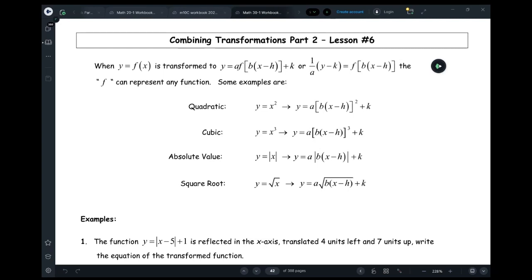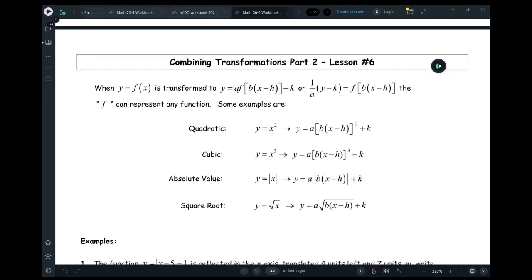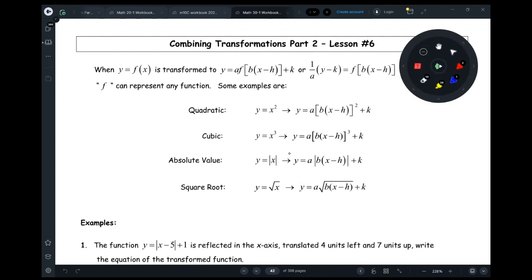All right, hi everybody. So in this video, which is our second look at combining transformations, we're just going to keep going and look at some more examples and maybe just increase the level of difficulty a little bit. But before we start looking into examples, which is what this video is mostly going to be about, I just want to take a quick look at the function notation again and talk about what the different parts mean.